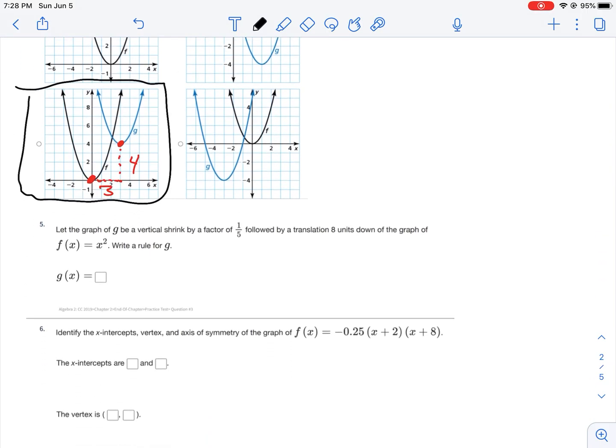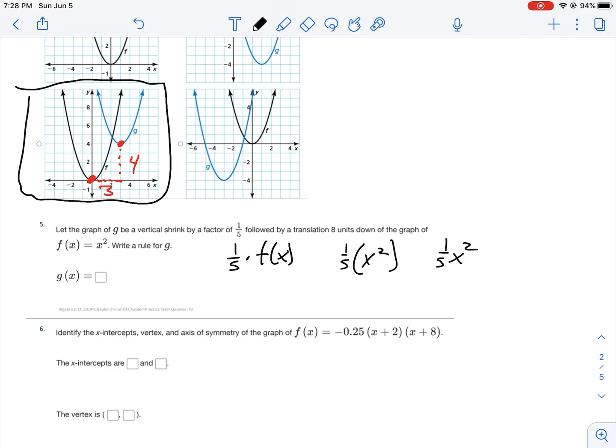Let the graph of g be a vertical shrink by a factor of 1/5, followed by a translation 8 units down. Now, we have to do these in order. This 1/5 hits the entire function. So we take 1/5 times f of x, the entire function. So we've got 1/5 times x squared. If there was a plus k on the end, this 1/5 would also hit it, but there isn't. So we have 1/5 x squared.